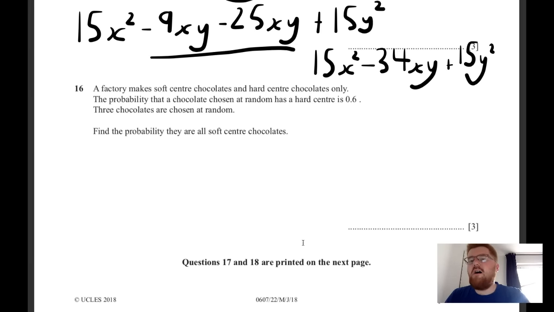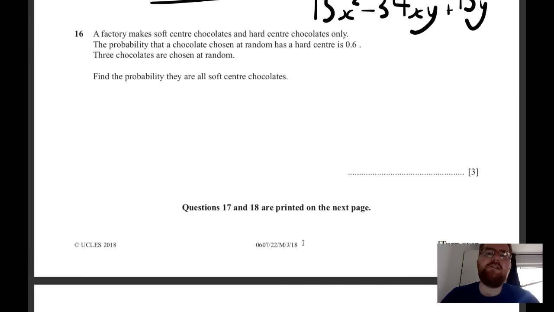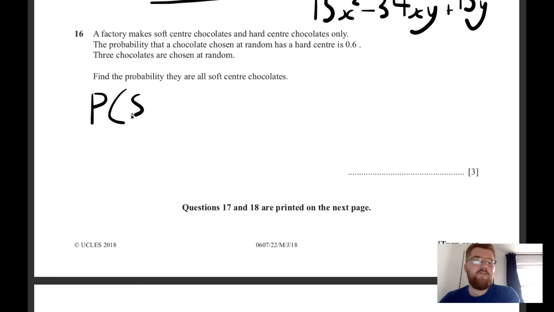Okay, now this is harder than it looks on the surface because it's not clear about replacement. A factory makes soft centre chocolates and hard centre chocolates only. The probability that a chocolate chosen at random has a hard centre is 0.6. 3 chocolates are chosen at random. Find the probability they are all soft centre chocolates. Okay, so what we're looking for essentially is the probability of soft, soft, soft.